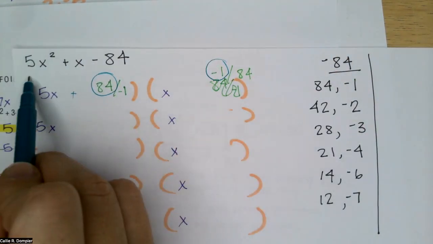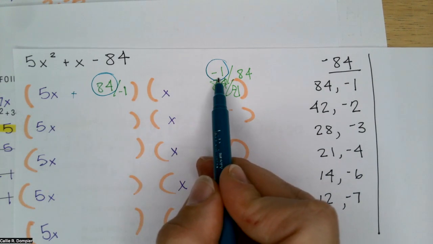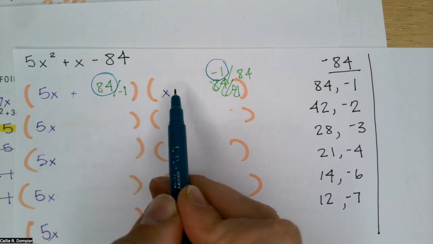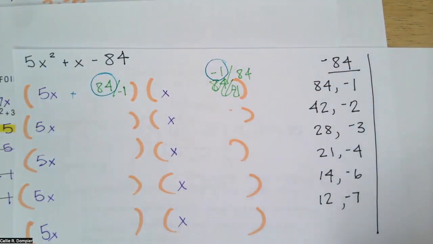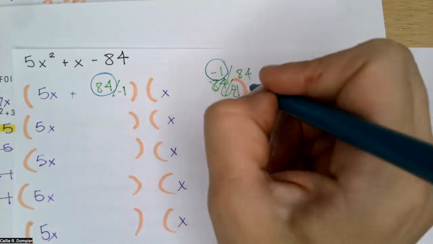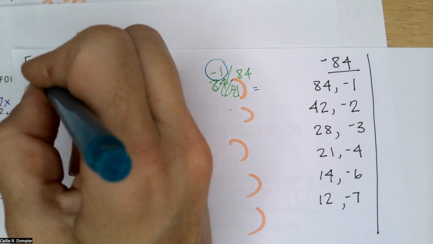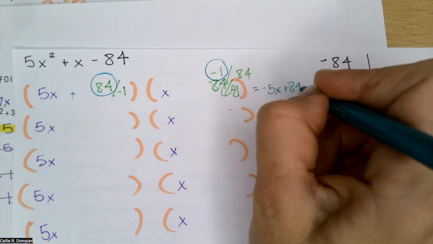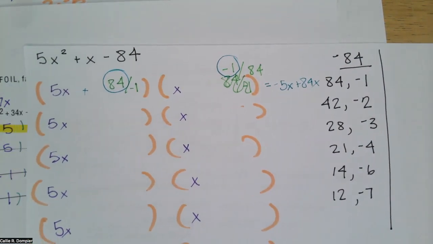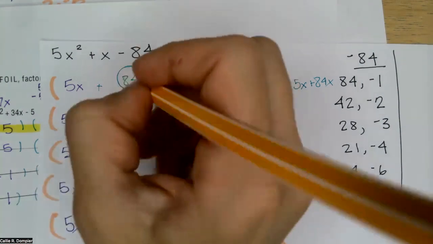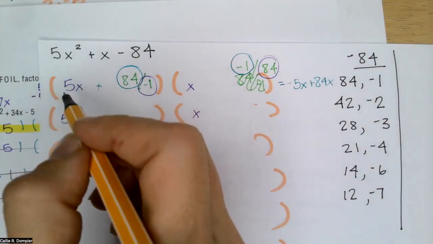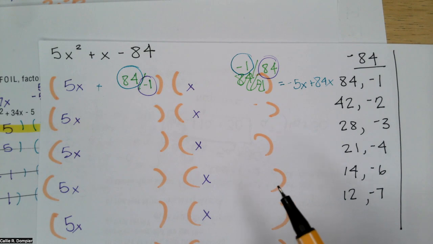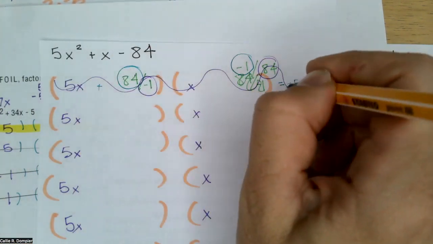Plus 84 times x minus 1. First is going to be 5x times x gives us 5x squared. 5x times a -1 is a -5x. And then 84 times x is 84x. So that becomes, sorry, first outside -5x plus 84x. That's not going to give us a positive x. All right, now I need to do -1 is here and 84 is here. First is 5x times x is 5x squared. 5x times 84 is going to be enormous, so no. No to either of those, okay?